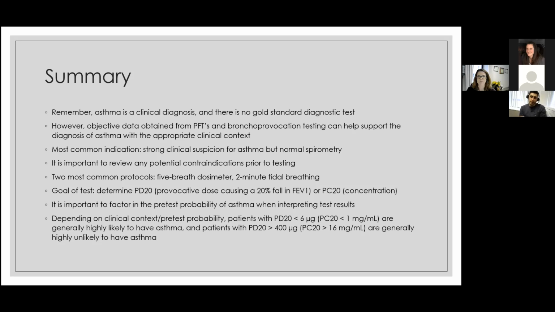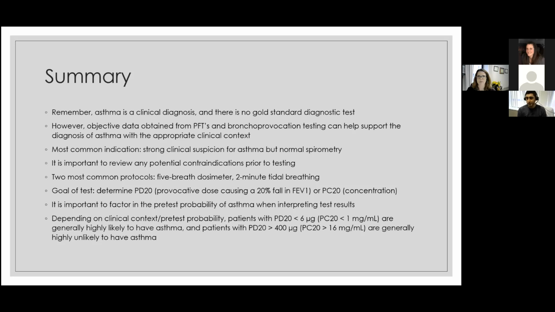The most common indication is a strong clinical suspicion for asthma, but normal spirometry. It's important to review any potential contraindications prior to testing. The two most common protocols are the 5-breath dosimeter and a 2-minute tidal breathing. The goal of the test is to determine both a PD20 or a PC20, and it's important to factor in the pretest probability of asthma when interpreting the test results.